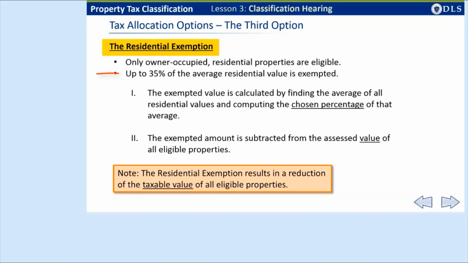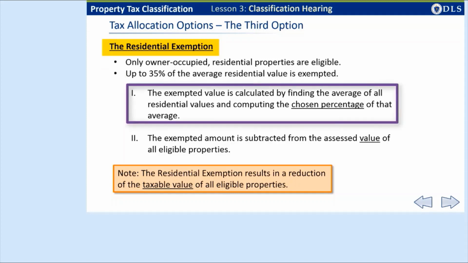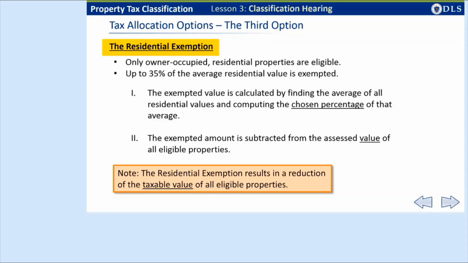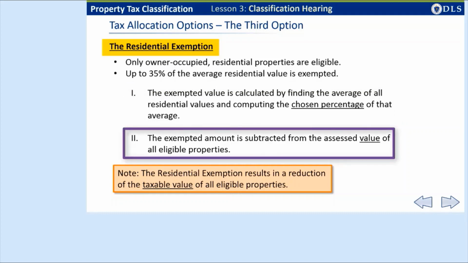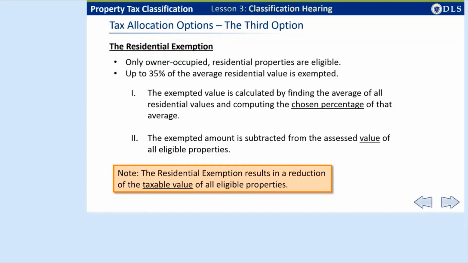The exemption cannot be more than 35% of the average of all residential property values. It is calculated by finding the average residential values and computing the chosen percentage of that average. The calculated amount of value is then exempted from taxation for each eligible owner-occupied property. The residential exemption results in a reduction of the taxable value of all eligible properties.